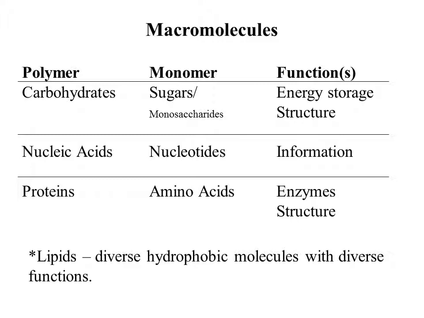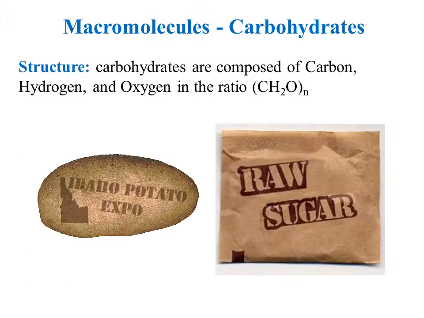Lipids are a little bit more complicated. They're a very diverse group of macromolecules. They're made up of things such as fatty acids and glycerol backbones, and then their polymeric form can include things such as fats, lipid membranes, various steroid hormones as well. So it doesn't fit as nicely into our table. So let's start with a discussion of carbohydrates.